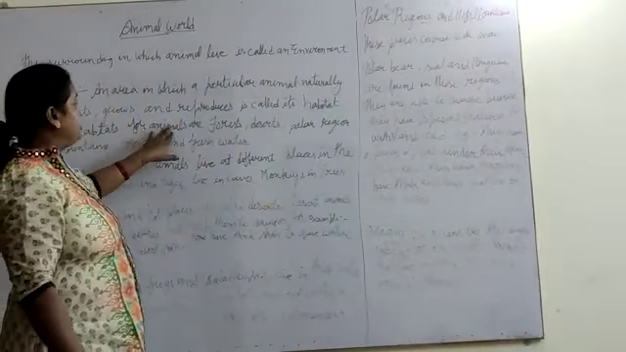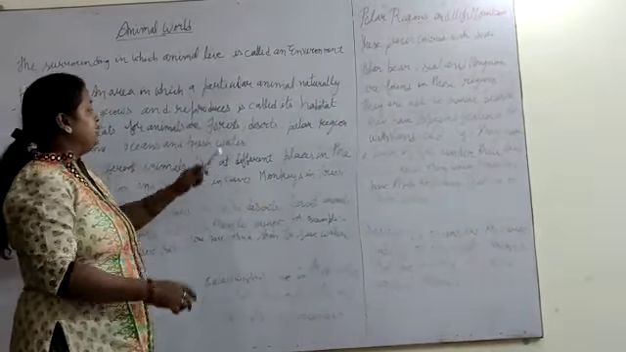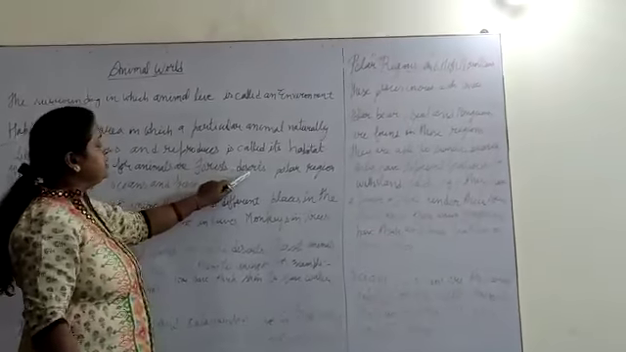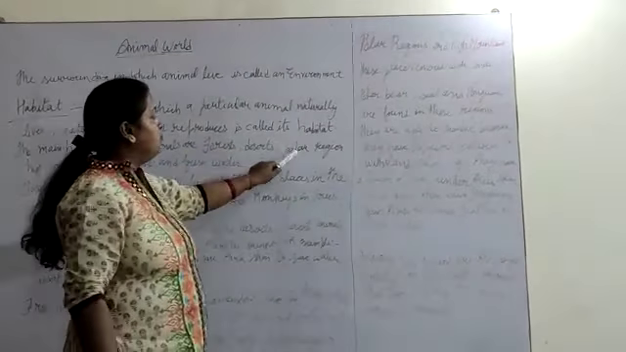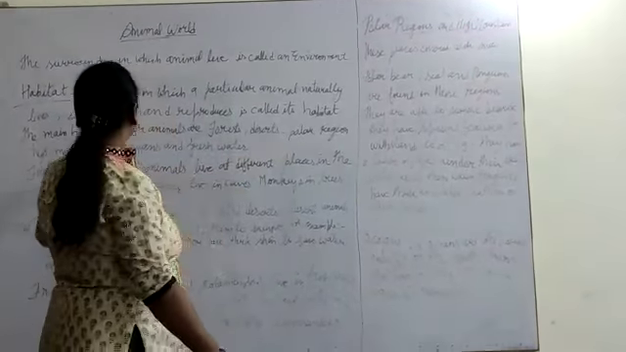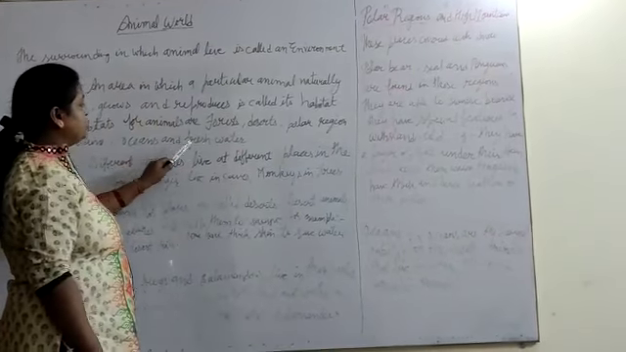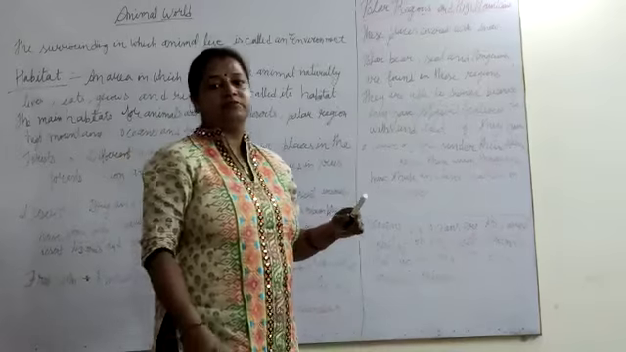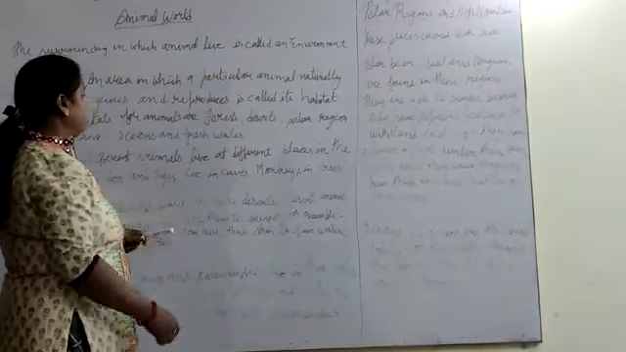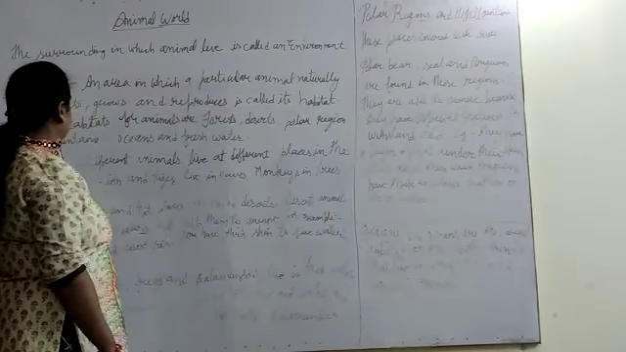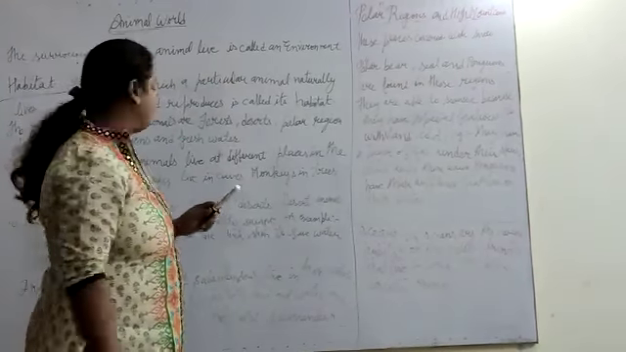Now the main habitats of animals are, first, forest; desert, where the camel is; polar region, where the polar bear is; high mountains; oceans; and fresh water, where the aquatic animals are found in the fresh water and oceans. First, I am going to explain about the forest.